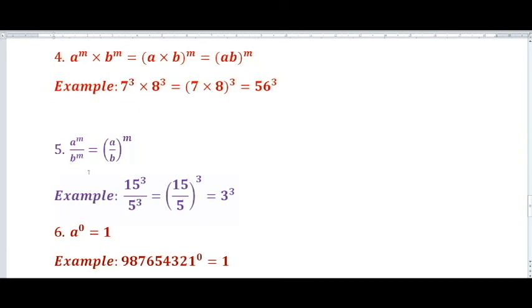Here in division, it is still the same. A to the power m, b to the power m, that means a by b to the power m. If you have here 15 to the power 3, 5 to the power 3, that is 15 by 5 to the power 3. You can divide 15 by 5, that's 3. 3 to the power 3, like that.